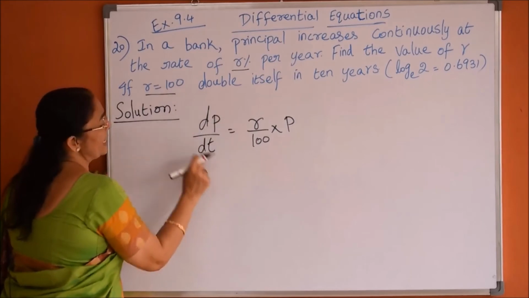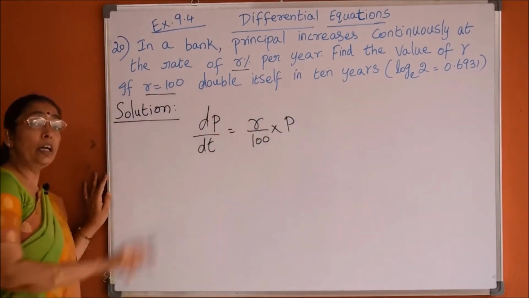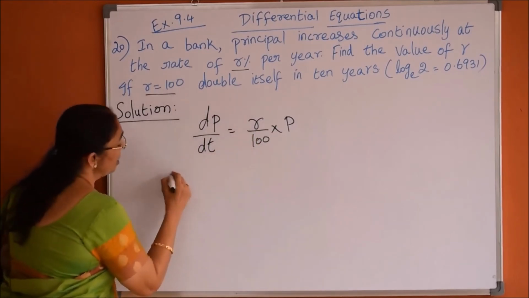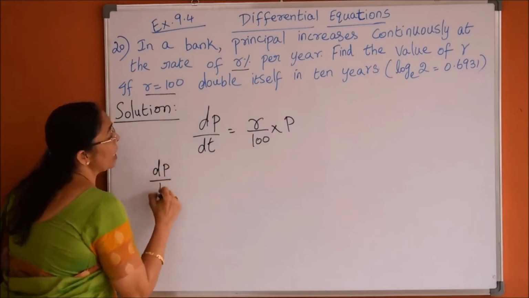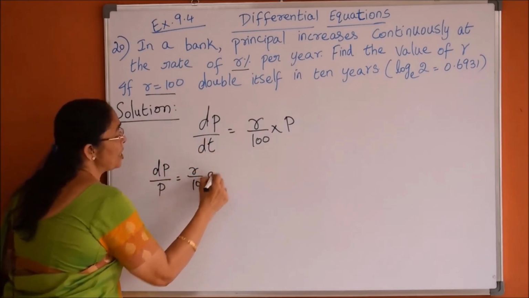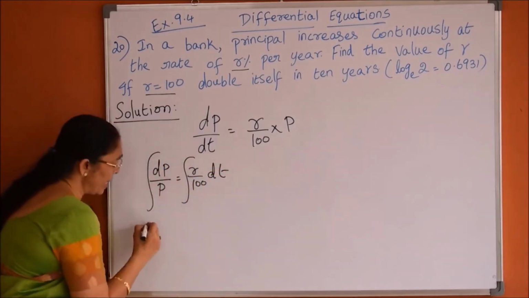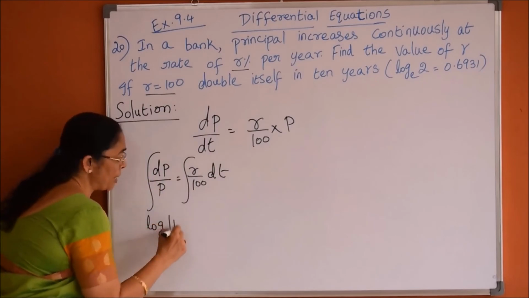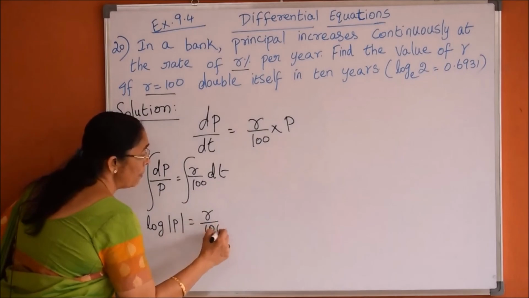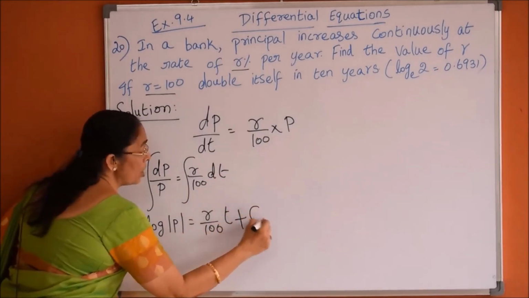dP by dt, it is changing at r% per year, r% of principal. So now separating the variables, we will get dP by P is equal to r by 100 into dt. Integrating on both sides, we will get the integral of dP by P is log mod P, is equal to r by 100, which is constant, into the integration of dt, which is t plus constant c.